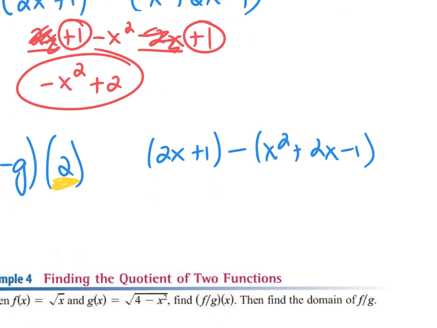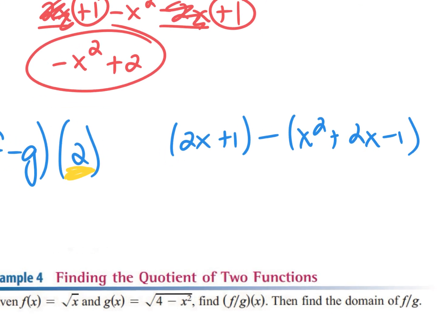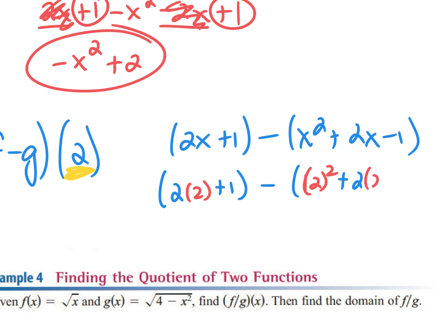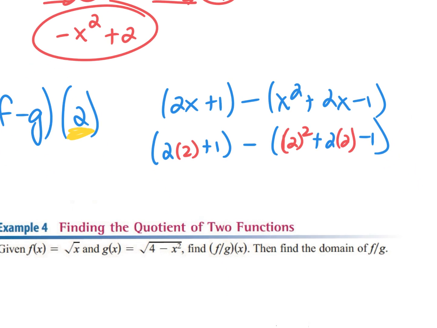I'm not evaluating this in terms of x. I'm evaluating it in terms of what number? 2. So everywhere I see an x, I'm going to put a 2. So a 2 goes there. Minus, 2 goes there. So am I going to have a letter or letters in my answer, or is it just going to be a number? No. It's just going to be a number.